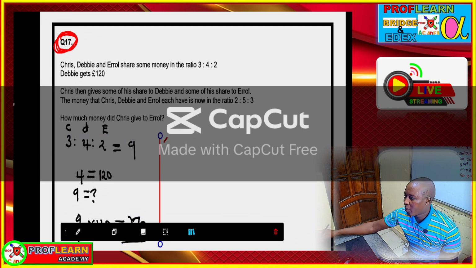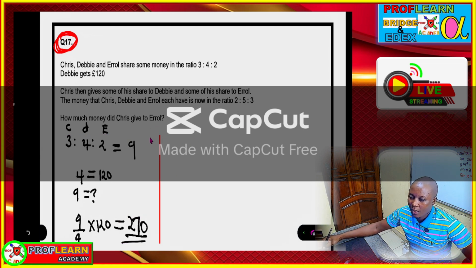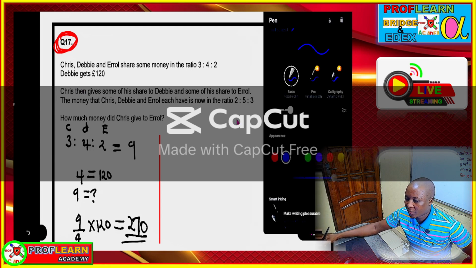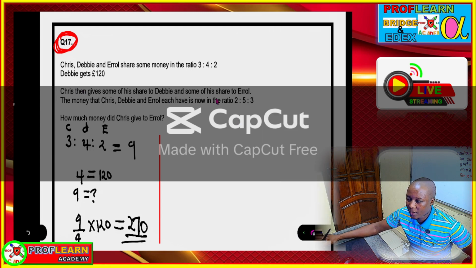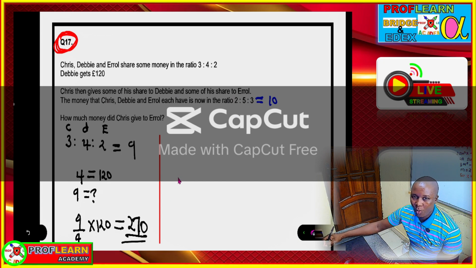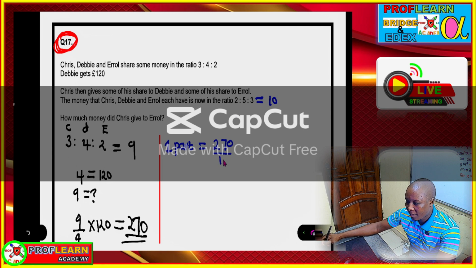So we also need to know the part they have, because Chris gives some money. Chris gave his shares to Debbie and some of his share to Errol. So here the total ratio is going to be 10. So we want to know which part, what one part represents. One part is going to be equivalent to the money they are going to share, which is 270, divided by 10. So each part is going to have 27. So each part will be 27.